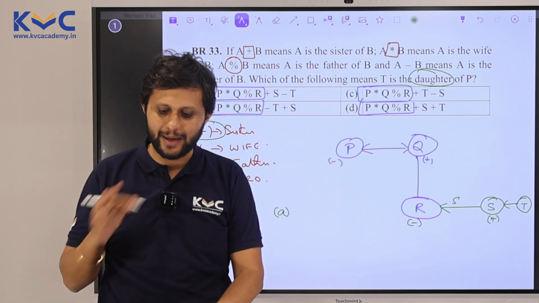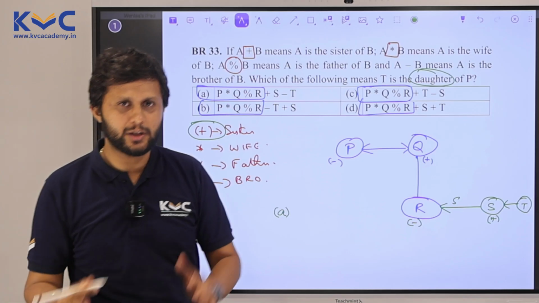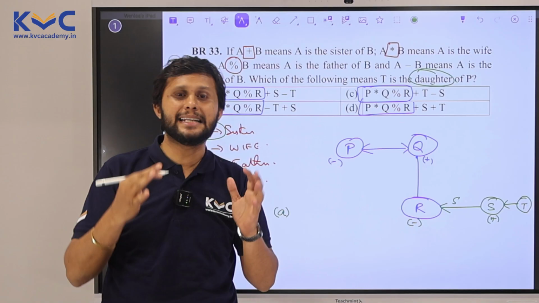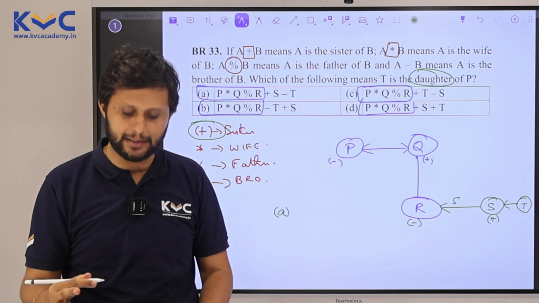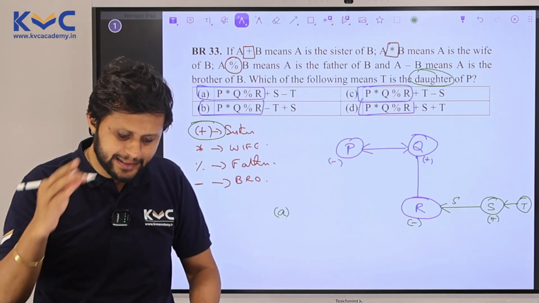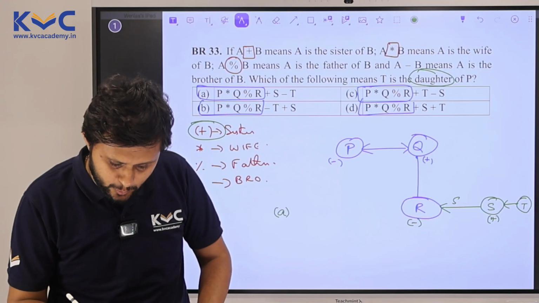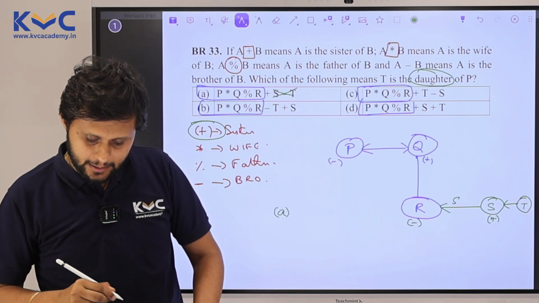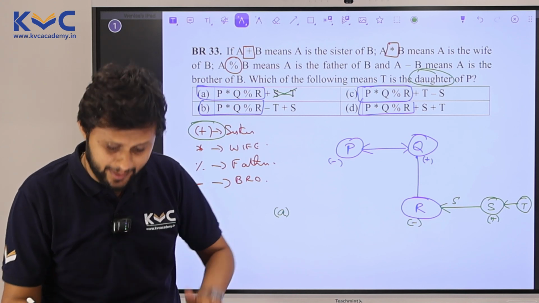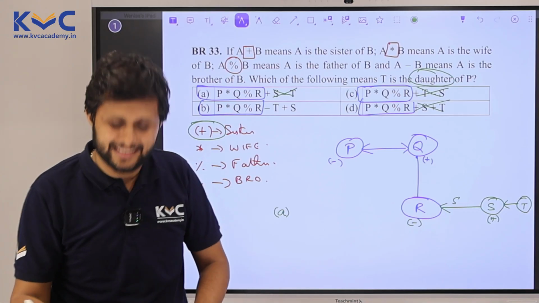Now plus sign should come where? Before T or after T? Because it should be T is sister of. You're getting my point? T is sister of. Only then T becomes female. So you should have plus sign after T. Now we'll see in which option we have plus sign after T. First option is out. Anyways, we checked that. Second option, we don't have plus sign after T. In fact, I'm talking about option C, okay? Option C, it is out. Option D also, we don't have plus sign after T.